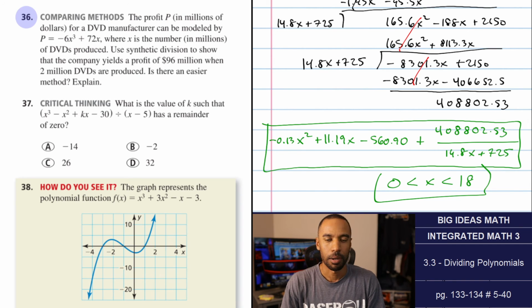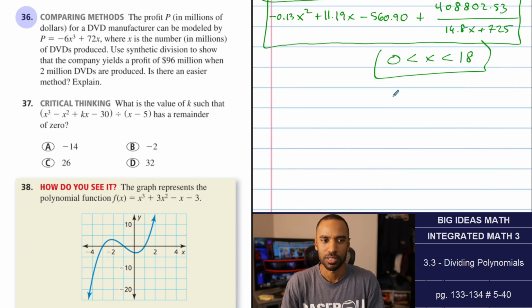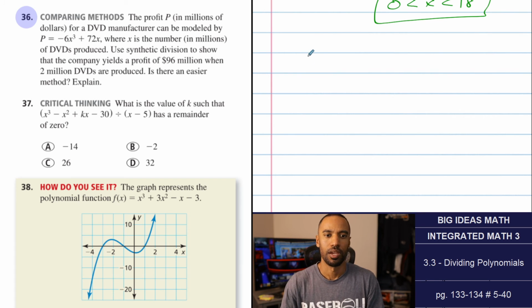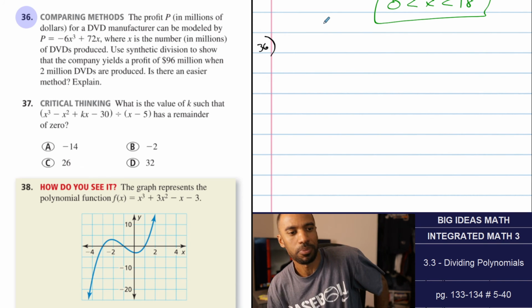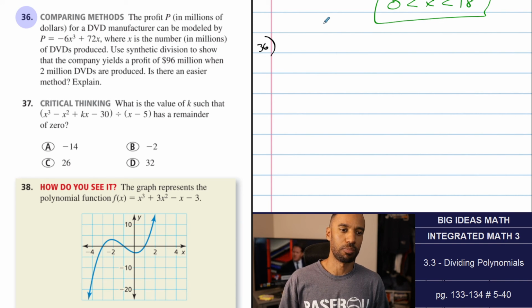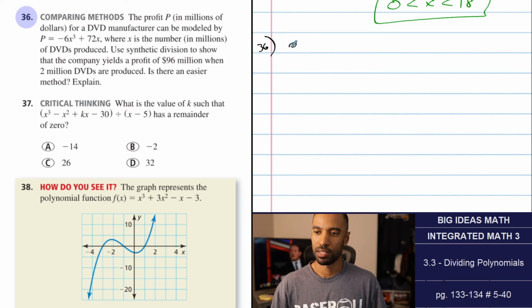All right. Number 36. I think we have 5 more questions. Comparing methods. The profit P in millions of dollars for a DVD manufacturer can be modeled by P equals negative 6x cubed plus 72x. Let's write that. At least it's clean.